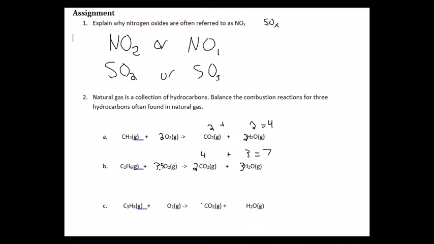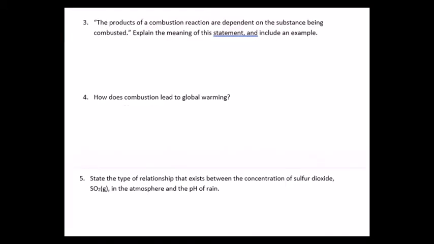And this last one, we have 3 carbons here, so we want 3 carbons here. And we have 8 hydrogens here, so we want 4 times 2 is 8. And then we count up our oxygens. We have 6 from this one, and we have 4 from this one. 3 times 2 is 6, 4 times 1 is 4, for a total of 10. So 5 times 2 is going to get us 10. Okay, so that's balancing.